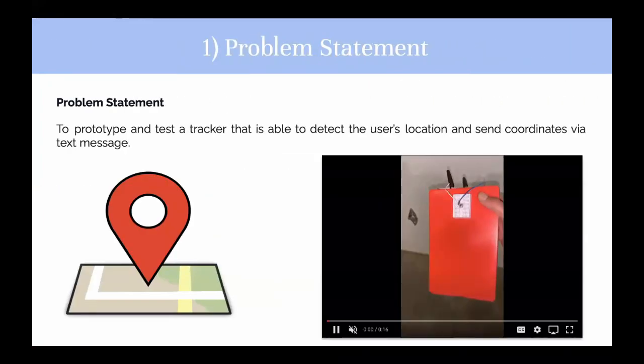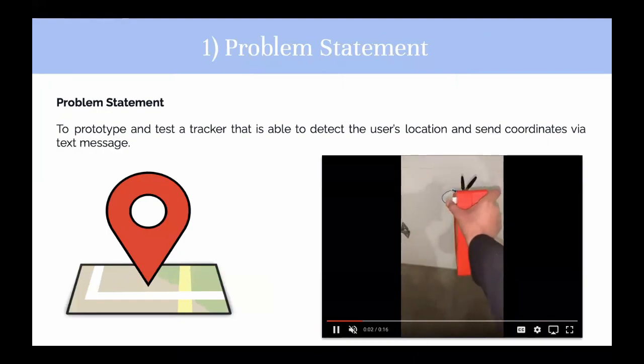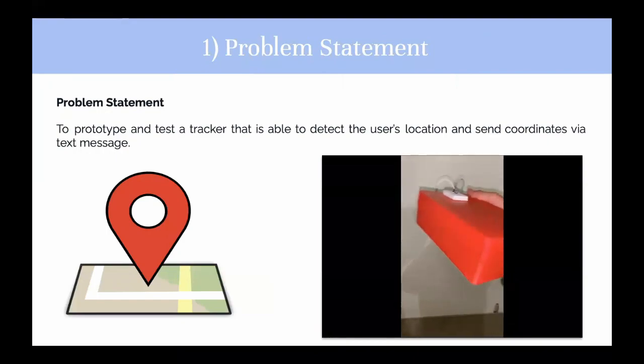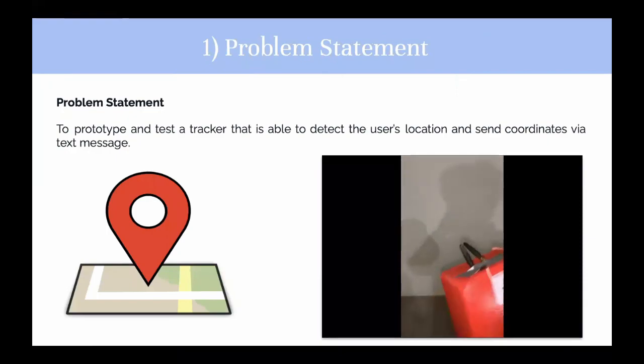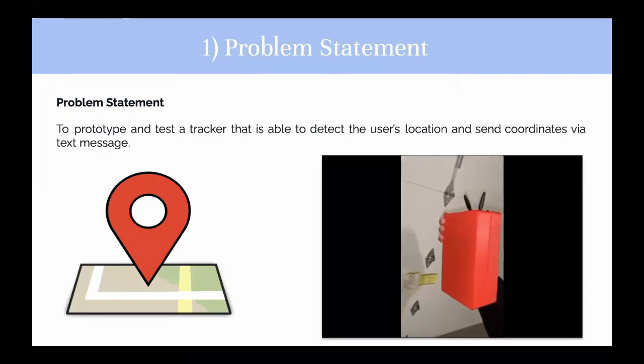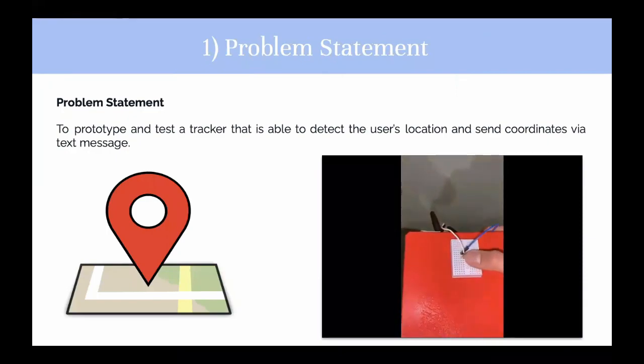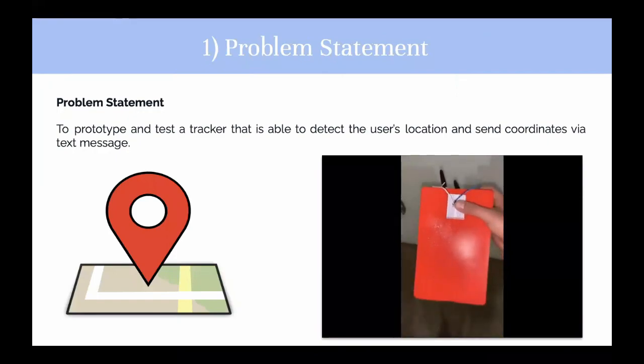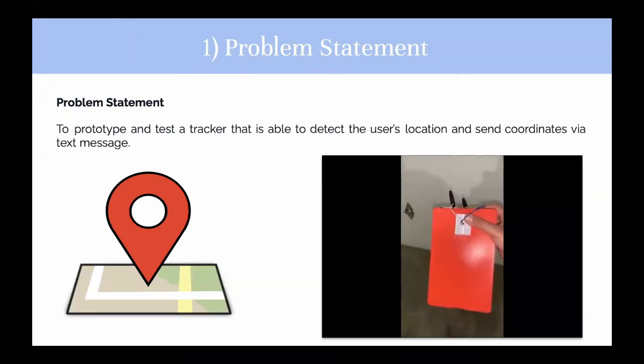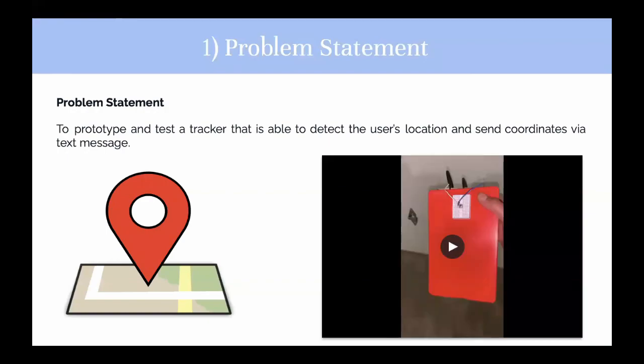Our problem statement is to prototype and test a tracker that is able to detect the user's location and send the coordinates via text message. The goal of our group was to create a GPS tracker that is simple to use for people of all ages, specifically children. The user just has to push a button for their loved ones to receive the coordinates and know that the individual is safe.